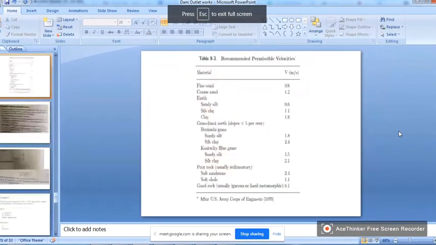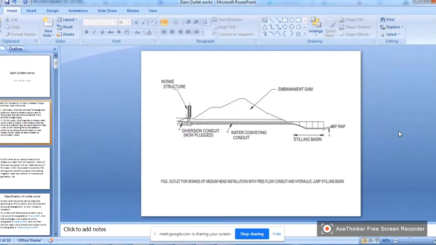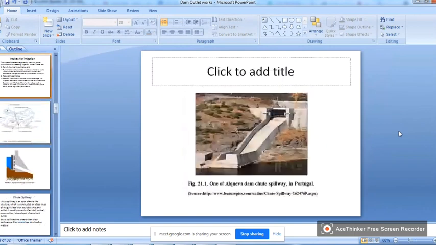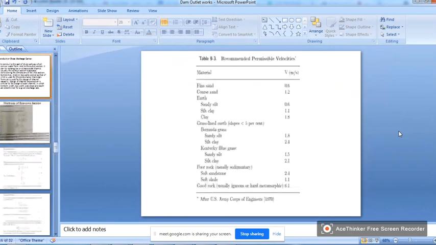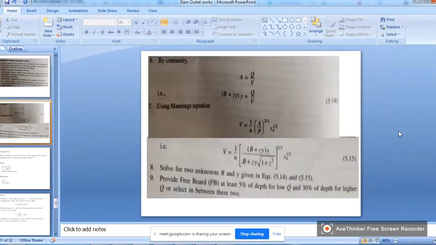So this is about the third unit, dam outlets, right? Next class we will discuss hydraulic jump, stilling basin, all those things. Okay. I will stop here.